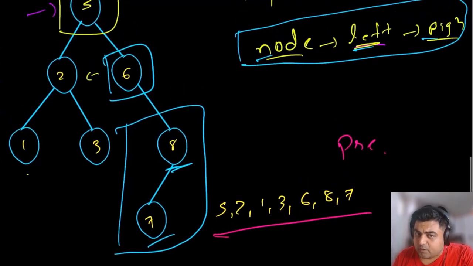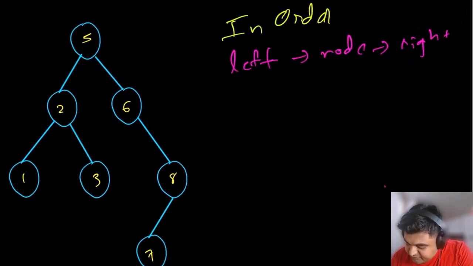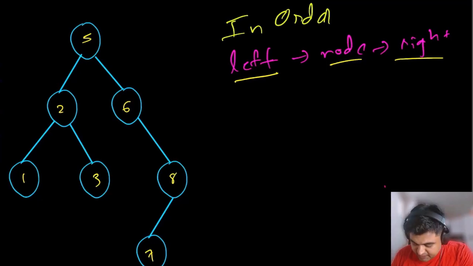Now let's see what the in-order traversal looks like. Let me clean this up a bit. So for the in-order traversal, there is a slight difference. And the difference is, first we are going to iterate the entire left subtree, then we are going to visit the node, and then we are going to visit the entire right subtree. And we are going to recursively or iteratively keep on repeating the same thing for the entirety of the tree.